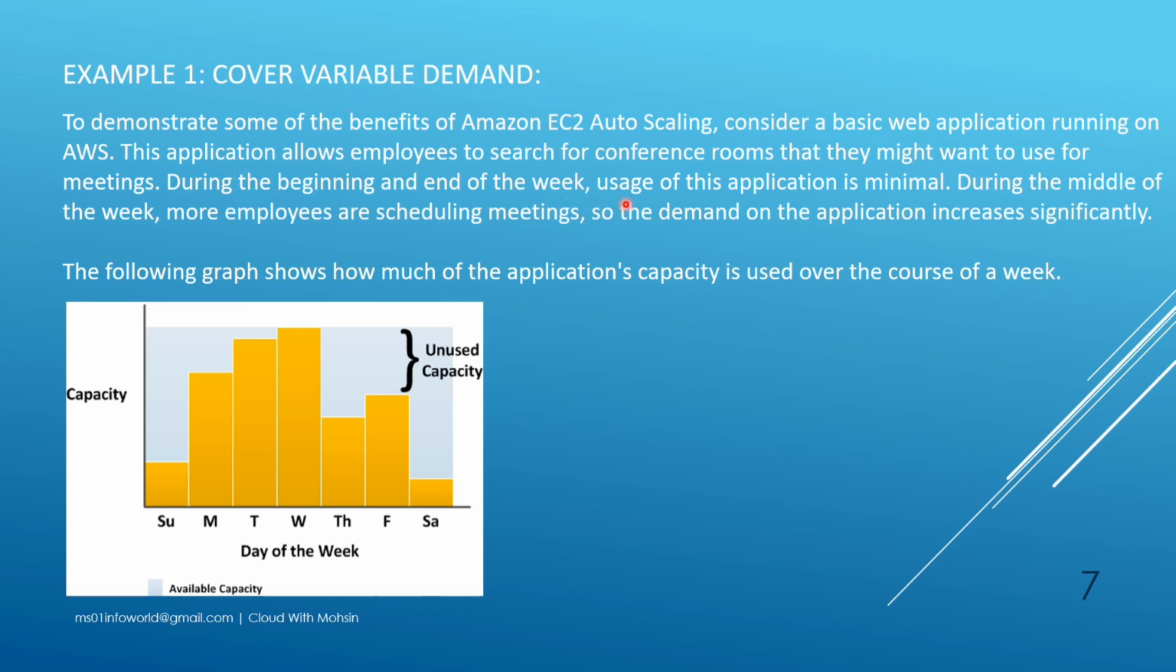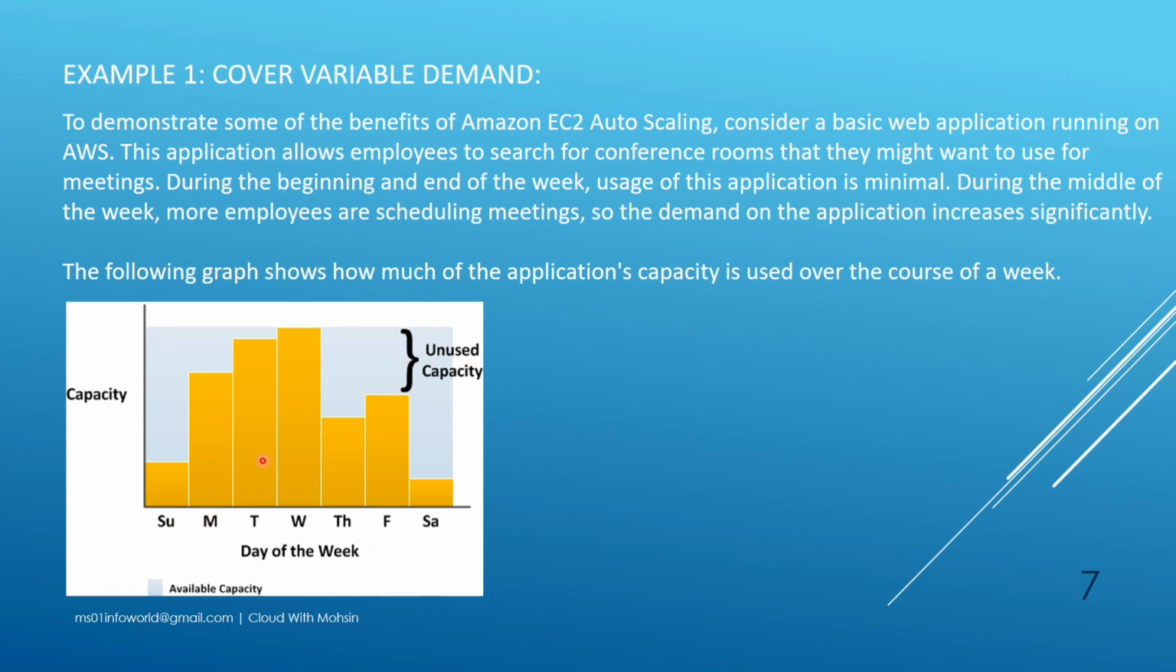Here you can see a basic web application running on AWS. This application allows employees to search for conference rooms that they might want to use for meetings. During the beginning and end of the week, usage of the application is minimal, and in the middle of the week, more employees are scheduling meetings, so the demand on the application increases significantly. Here you can see this is without auto scaling.